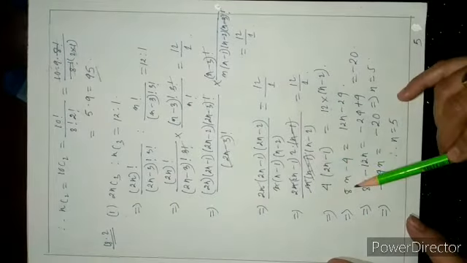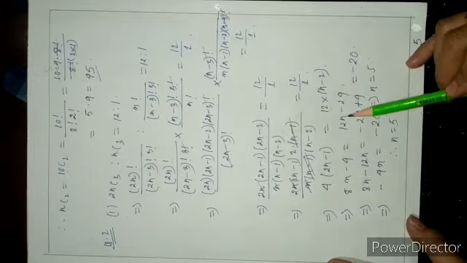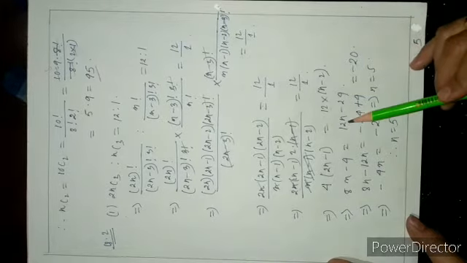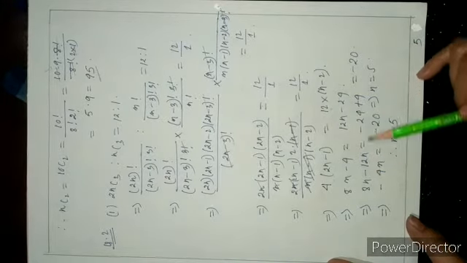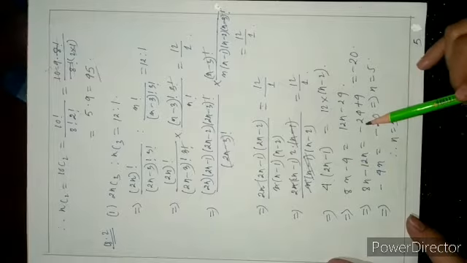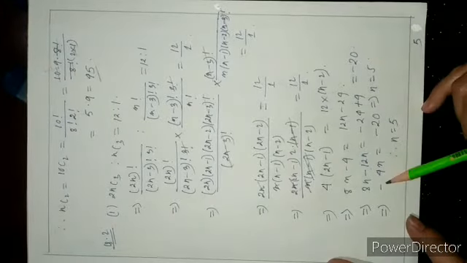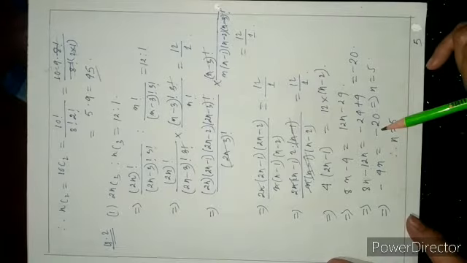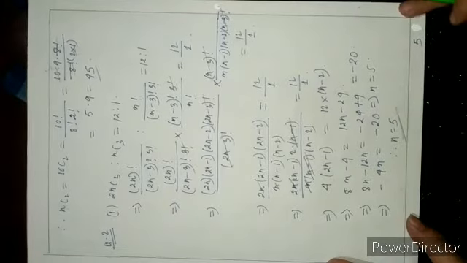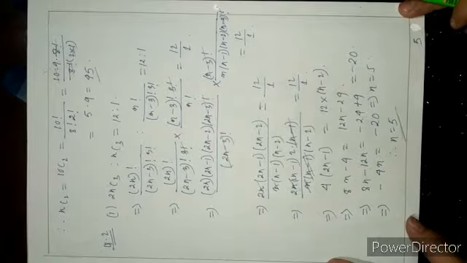Multiply: 8n minus 4 equals 12n minus 24. Transposing 12n, we get minus 12n is equal to minus 24. Transposing minus 4, we get minus 4n is equal to minus 20. By solving this equation we get the value of n is equal to 5.